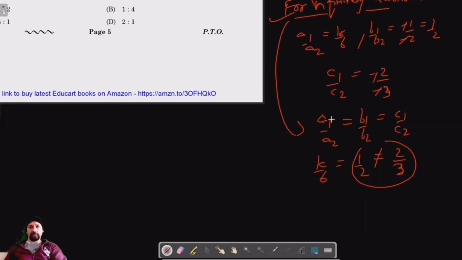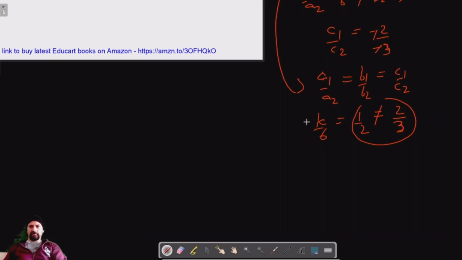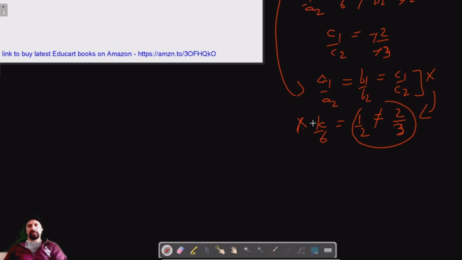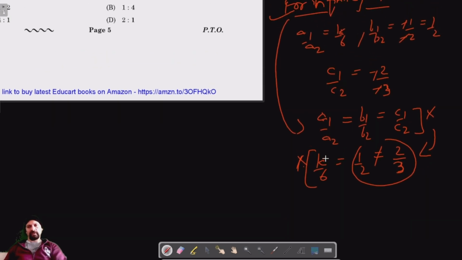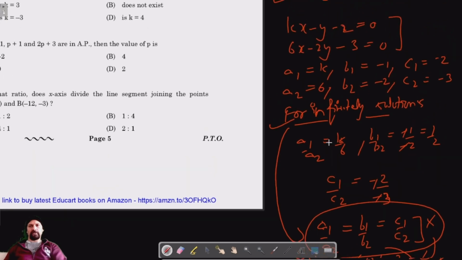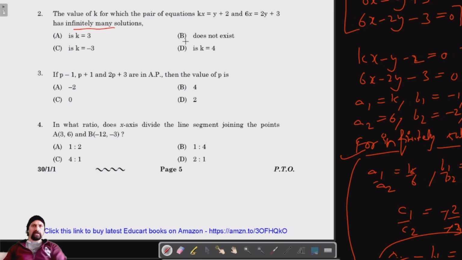All these ratios should be equal, but we have to find the value of k, but before we find out the value of k, B1 upon B2 is not equal to C1 upon C2. So that means this condition has failed here. So there is no value of k for which, even if we put any value of k here, this will be the case for infinitely many solutions, and this condition has failed here. So our answer for this is it does not exist.